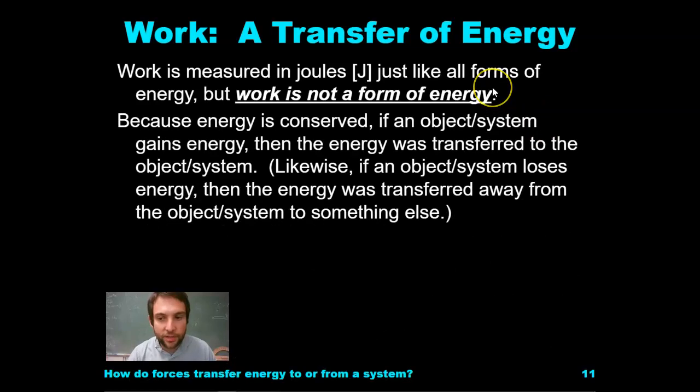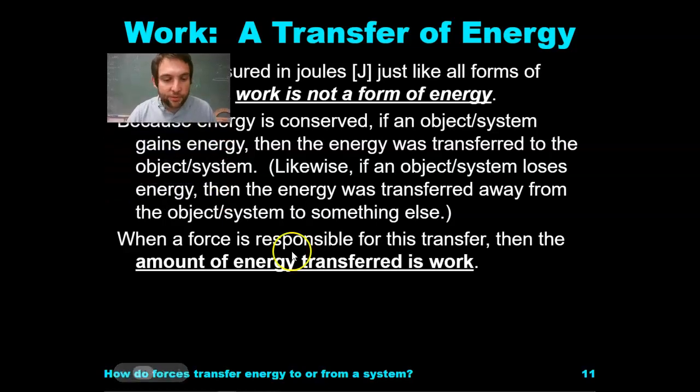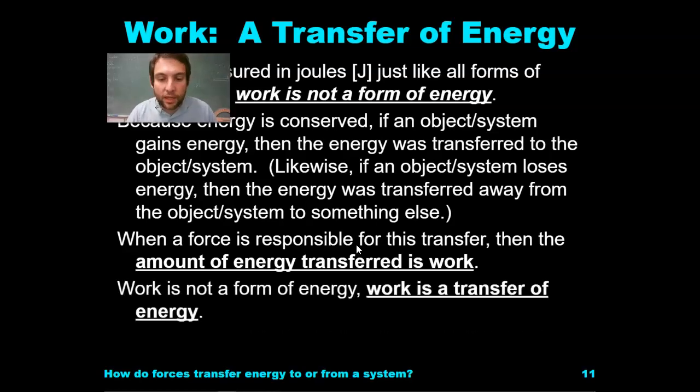Because energy is conserved, if an object or system gains energy, then the energy was transferred to the object or system. Likewise, if an object or system loses energy, then the energy was transferred away from the object or system to something else. If I have energy, if I get energy, then that energy came from somewhere. If I lose energy, that energy has to go somewhere. When a force is responsible for this transfer, then the amount of energy transferred is the work. So work is not energy, but work is the amount of energy that is transferred.